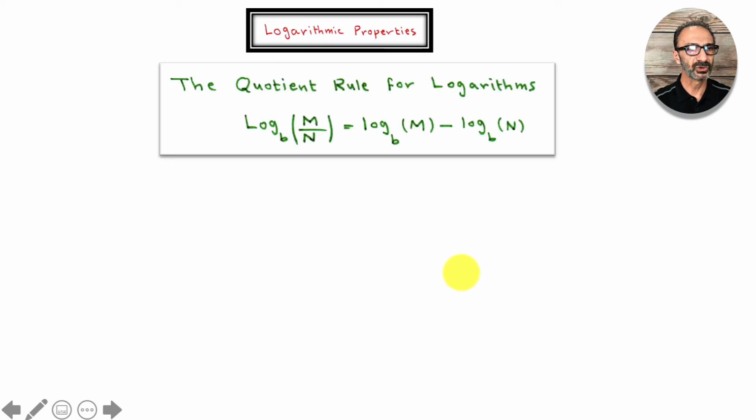The quotient rule for logarithms. If you have log m over n, I could distribute the logs, if you call it that way. I have 2 logs, but in between it's not going to be addition like the product rule, it's going to be subtraction.